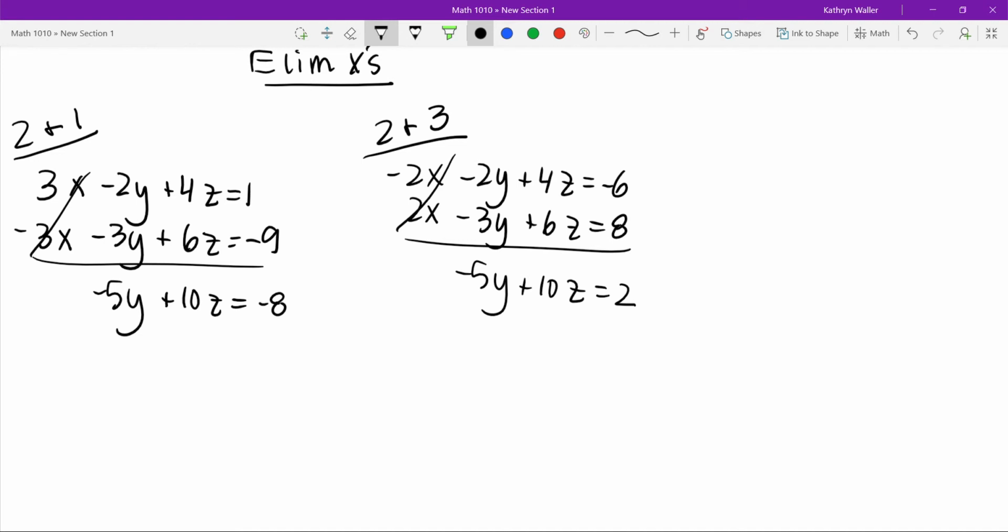Okay, so I just did the first 2 steps of the dance. The next step is the clap, which means eliminate something again. We'll look at the y's. If I just change the signs here, then I'll have a -5y and a +5y. So I have 5y minus 10z equals 8. Now look what happens. The y's go away and the z's go away.